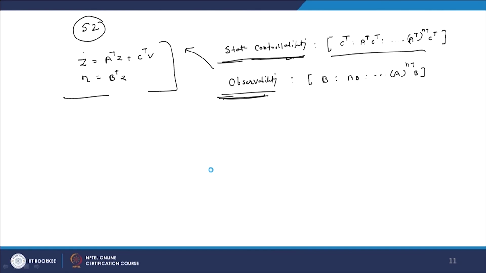Therefore we can say that controllability and observability are dual of each other. All these concepts are very important and useful in various applications. Here we are looking at controller design, and you will find that this is the first step. Without controllability and observability we cannot design a controller.